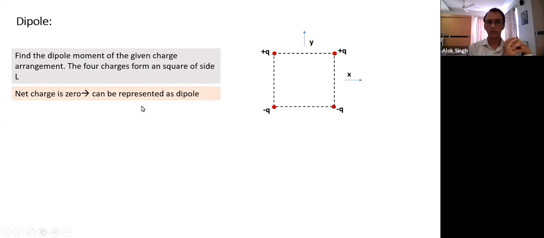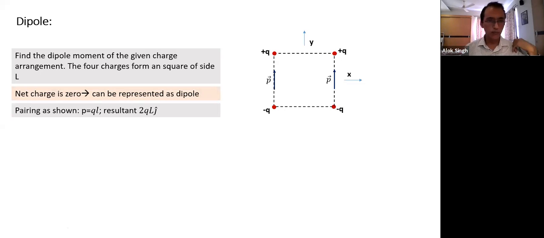Will it lead to a different result? First of all, net charge is 0. It can be represented as dipoles. One is like this, other is like this. And what is the magnitude of P? Q into L. In this case, each pairing is equal to Q into L. And since both are pointing in the same direction along the j cap direction, the resultant will be equal to 2QL j cap.